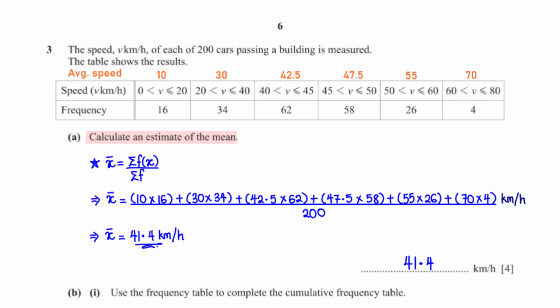So now we have the mean as 10 times 16 plus 30 times 34 plus 42.5 times 62 plus 47.5 times 58 plus 55 times 26 plus 70 times 4, divided by 200. When we type this into the calculator, we get 41.4.